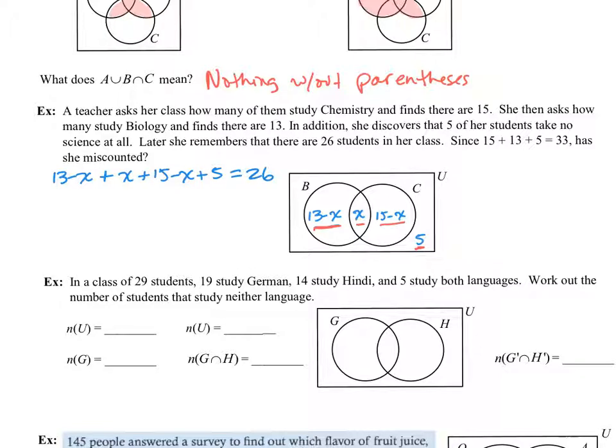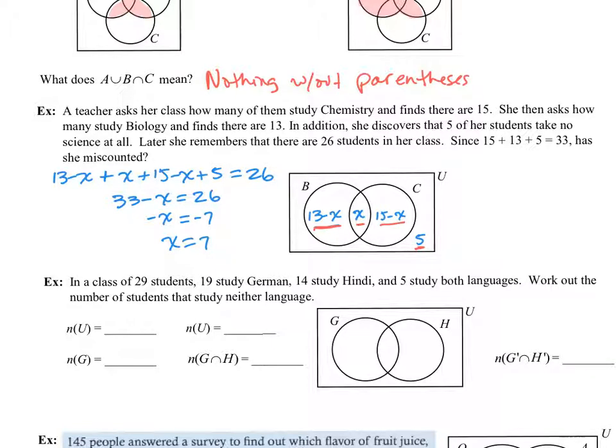So solving that equation, let's gather like terms. We would get 33 minus X is equal to 26. Then I'm going to subtract 33 from both sides, and we get the opposite of X is negative 7, so therefore X equals 7. All right, so now we know how many students take both, so we can figure out what students are taking what science.